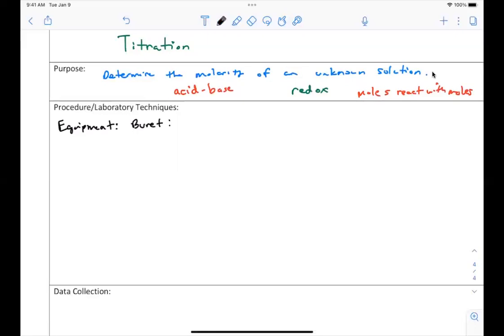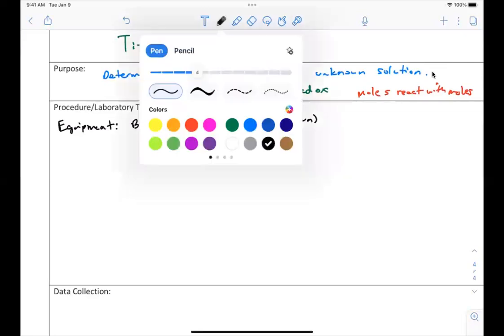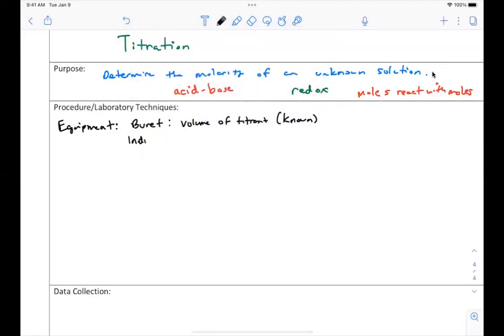Burette. Okay. So the burette is to measure the volume of titrant, which is your known amount. You're putting your known solution in the burette, and it's called your titrant. So you know how much you're adding, and you can accurately measure how much you're adding. Okay. We have our indicator. Our indicator shows neutralization, usually through a color change, and that's true for acid-base or redox.